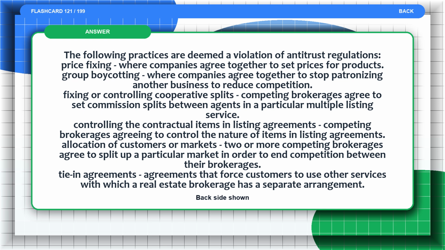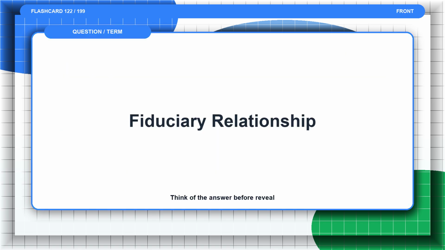competing brokerages agree to set commission splits between agents in a particular multiple listing service; controlling the contractual items in listing agreements, where competing brokerages agree to control the nature of items in listing agreements; allocation of customers or markets, where two or more competing brokerages agree to split up a particular market in order to end competition between their brokerages; tie-in agreements that force customers to use other services with which a real estate brokerage has a separate arrangement.